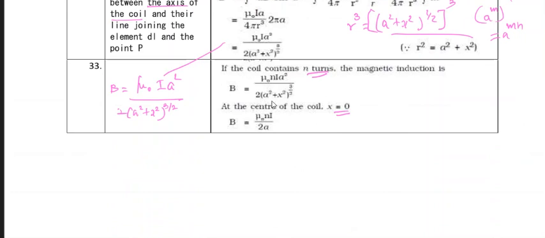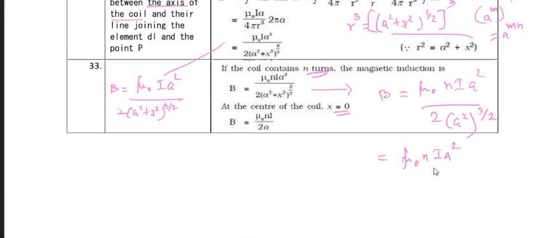Then in that case, it becomes a squared whole power 3 by 2. The squared can be cancelled, so a cube and a squared, then 1 by a. That is B is equal to mu naught n I a squared divided by 2 into a squared whole power 3 by 2, which is equal to mu naught n I a squared divided by 2 a cube, and again you can cancel, so divided by a. Therefore B is equal to mu naught n I divided by 2a.